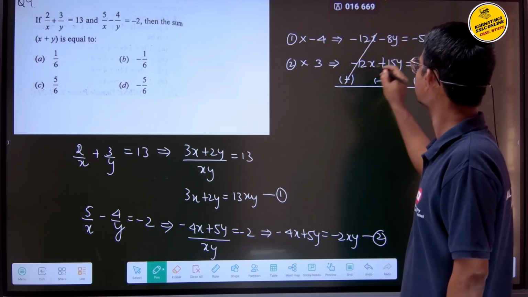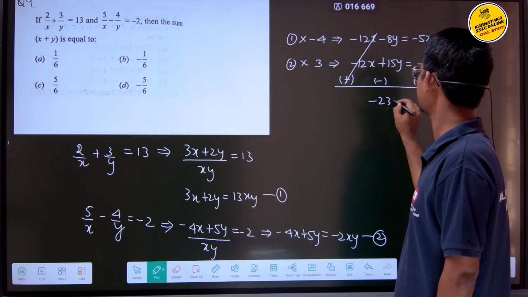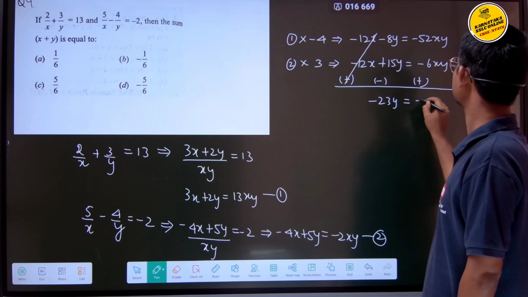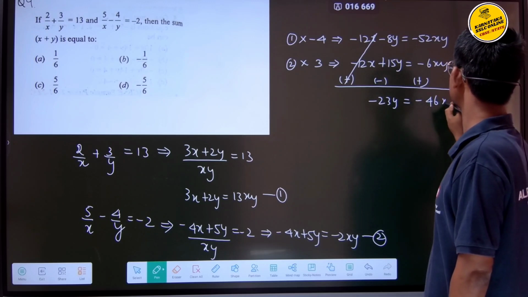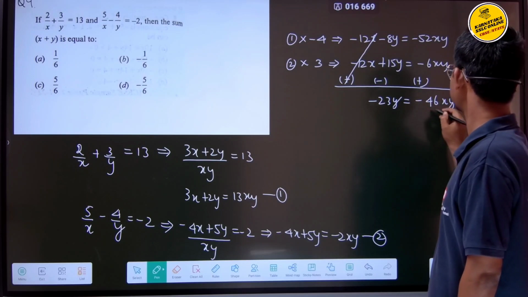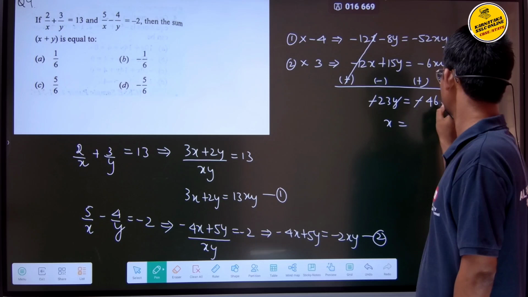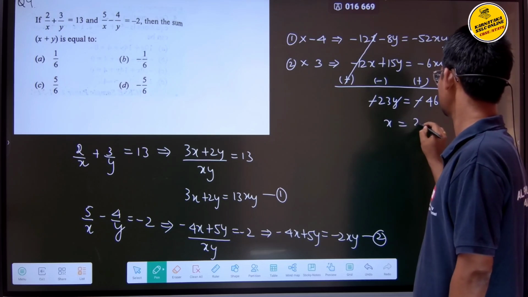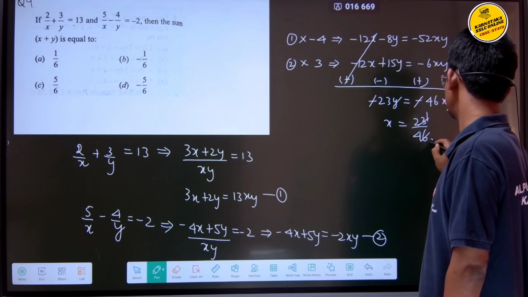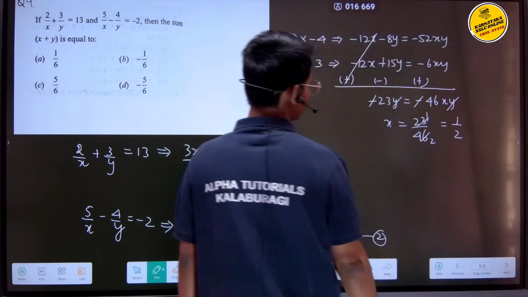So this gets cancelled. Now minus 8 and minus 15 will be minus 23y, and here it is going to be minus 46xy. Correct? Now y cancels, minus minus cancels. I need x equals, if I shift it, the 23 is in the denominator, so 23 by 46. So once I simplify, you will get the x value as 1 by 2.